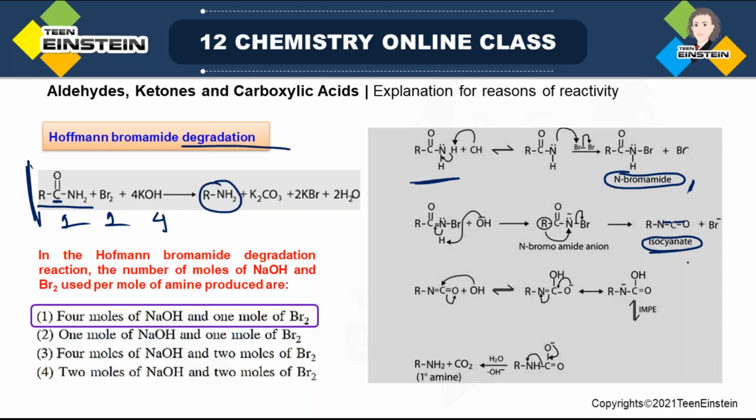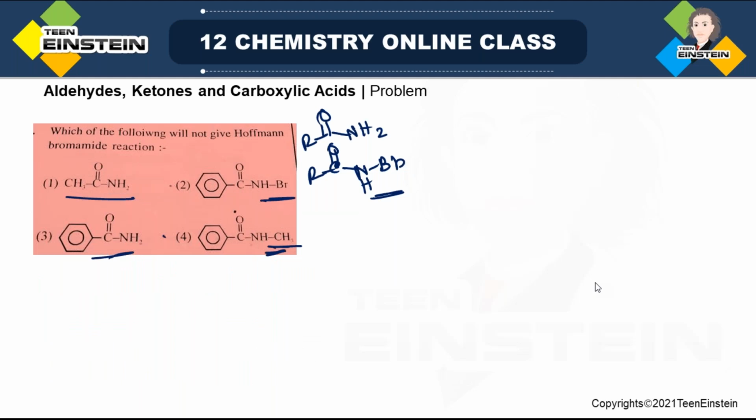See, isocyanate is R-N=C=O. Its formation is possible only when you have at least 2 hydrogens. Because the first hydrogen is removed in the presence of HO-, the second hydrogen is also removed in the presence of HO-. Then only you get this isocyanate. But if it is substituted, that is, you have some methyl or alkyl group already attached to the amide NH2, then it will not be positive.